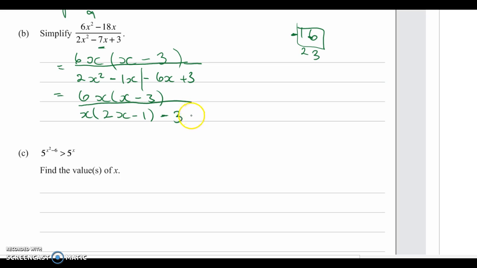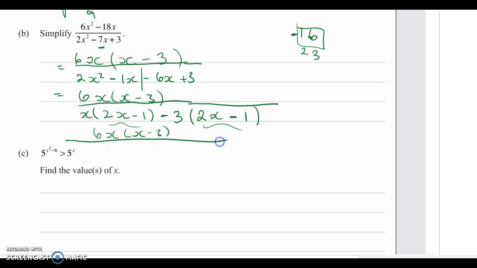So take out a 3. This will give me 2x. Negative 3 times positive 2 gives me negative 6x. And if I want a positive 3, I actually have to times it by negative 1, because a negative times a negative gives me a positive. So that's all under one bracket. So now I have common brackets. I've still got this 6x, x minus 3 up the top there. I am taking up all the space that I've been given.